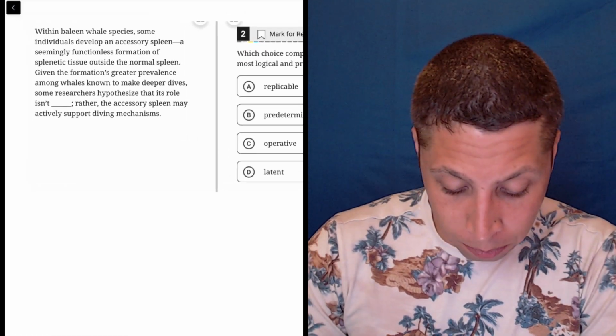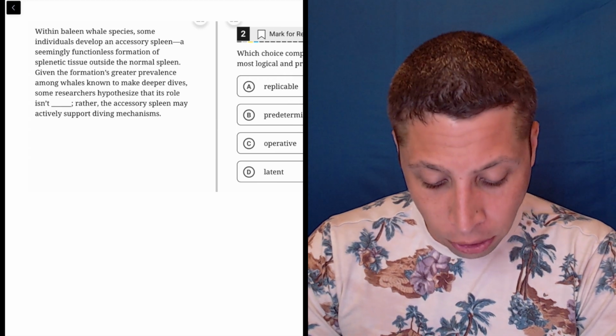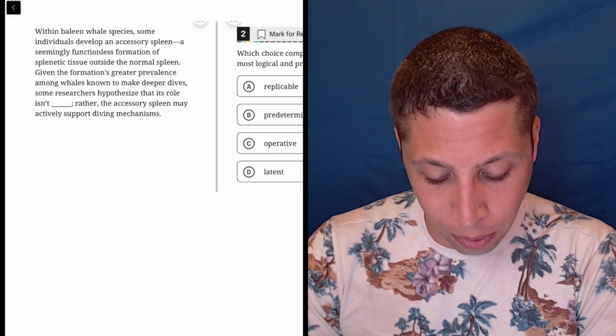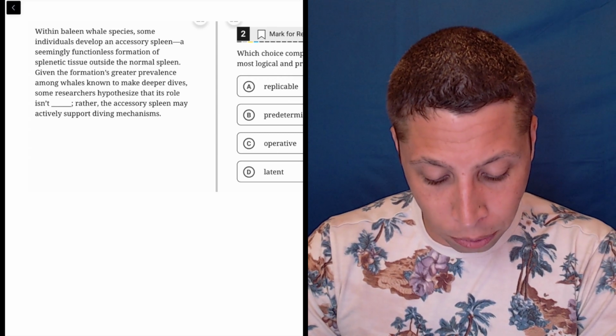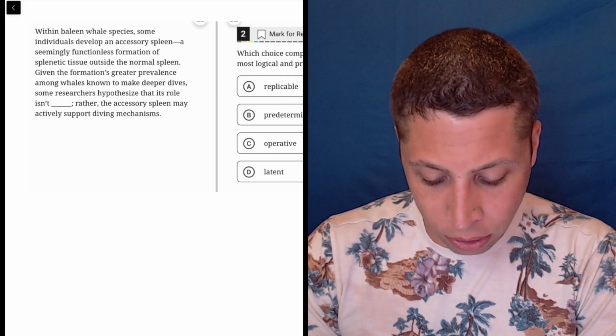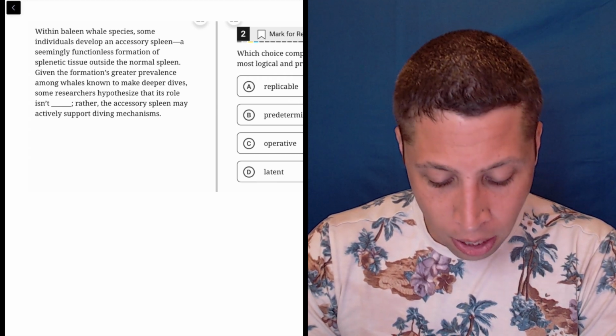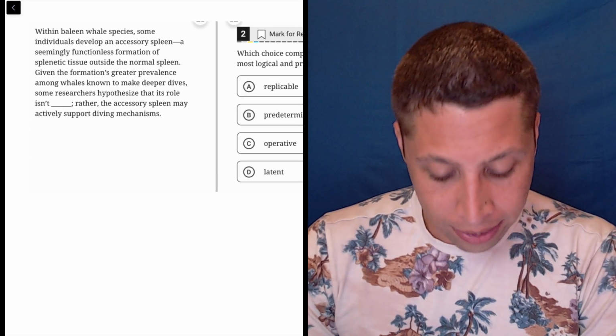Within baleen whales species, some individuals develop an accessory spleen, a seemingly functionless formation of splenetic tissue outside the normal spleen. Given the formation's greater prevalence among whales known to make deeper dives, some researchers hypothesize that its role isn't blank. Rather, the accessory spleen may actively support diving mechanisms.